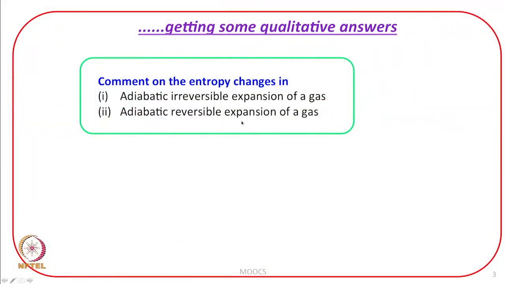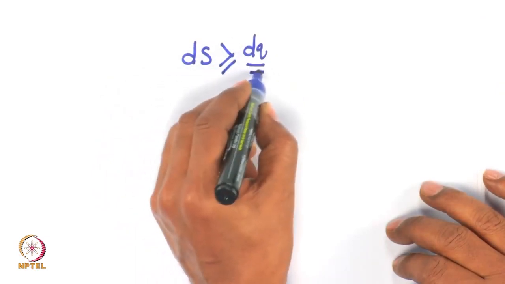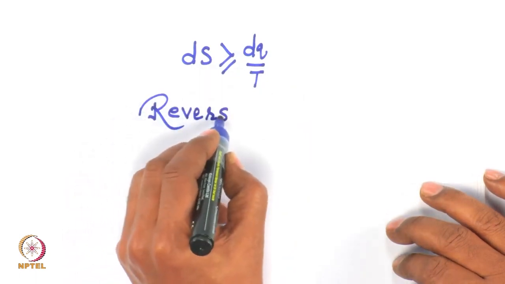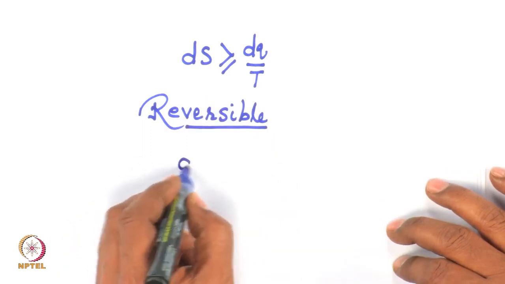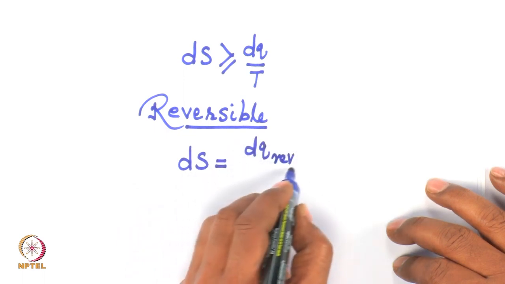Now, let us take a look at the second comment, adiabatic reversible expansion of a gas. Let us consider the reversible case. Once again, I will start with the Clausius inequality. dS is greater than or equal to dQ by T. And if the process is reversible, that means I will use the equality sign. So, dS is equal to dQ reversible by T.